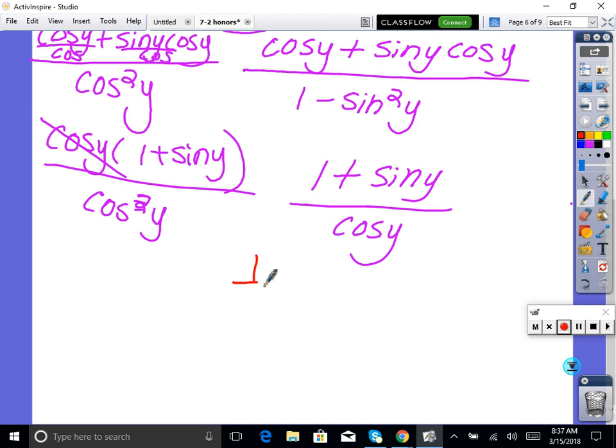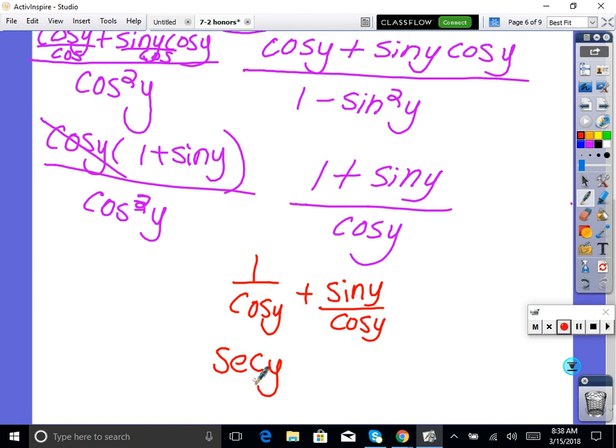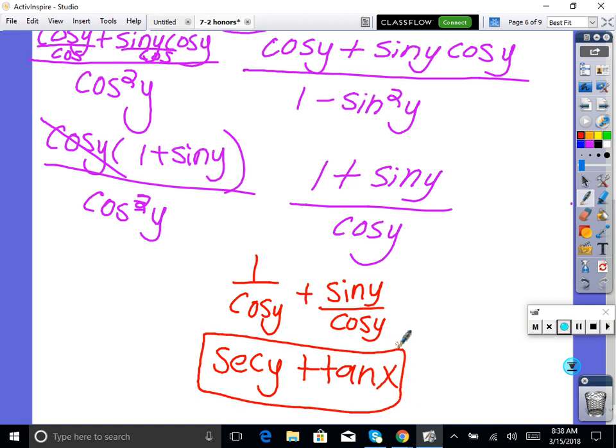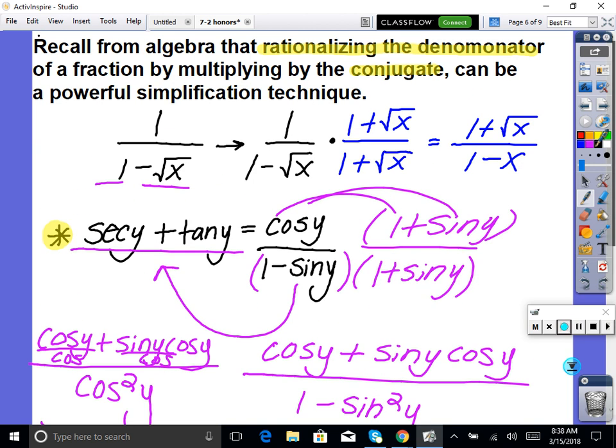So let's write this as 1 over cosine of y plus sine of y over cosine of y so that we can bring that up. So what's 1 over cosine? And then sine over cosine. And then that was our end goal, wasn't it? If we remember.